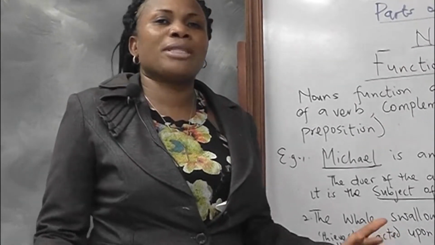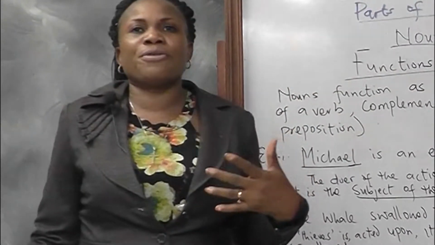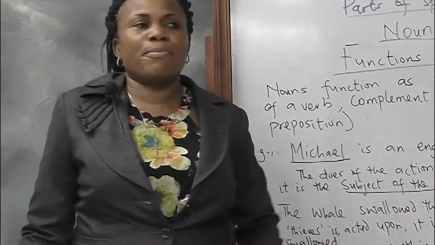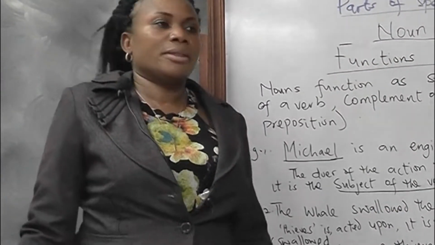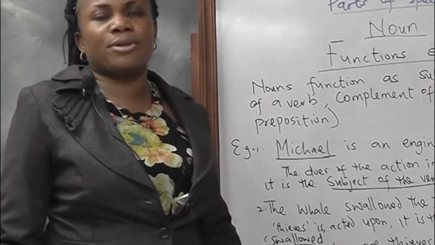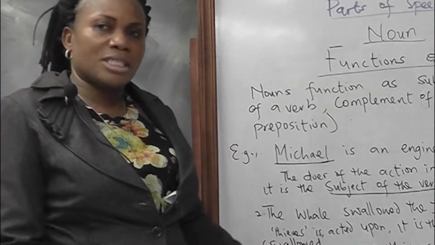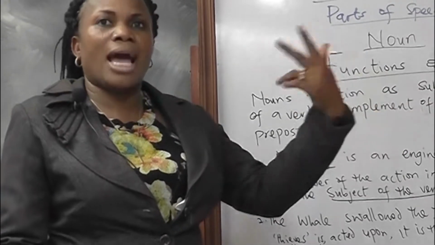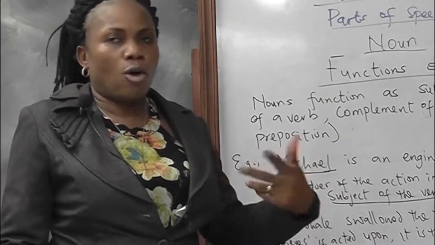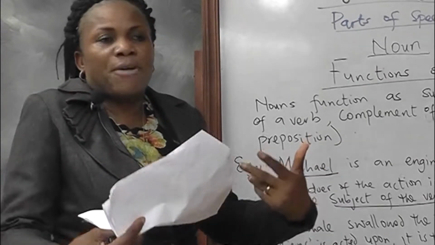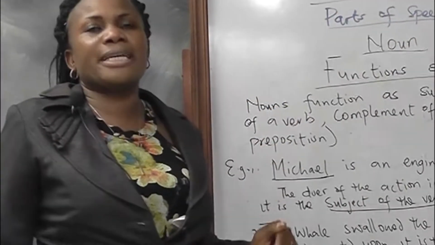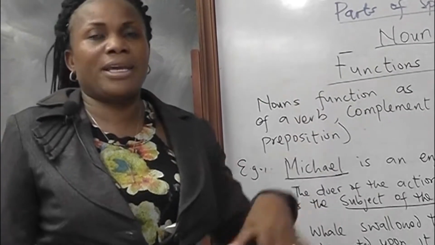But the object will now be the recipient of that action. If I slap the person standing by me now, just say the teacher slapped the student. The teacher performs the action. The student receives the action, whether positive or negative. So the teacher, the performer, is the subject. The object is the receiver of that action.